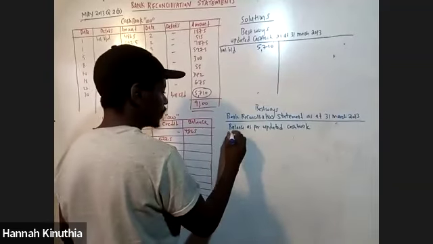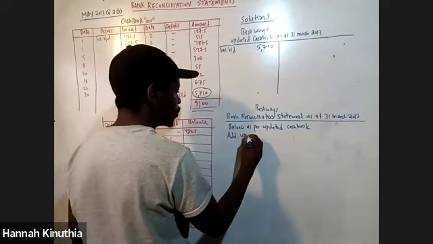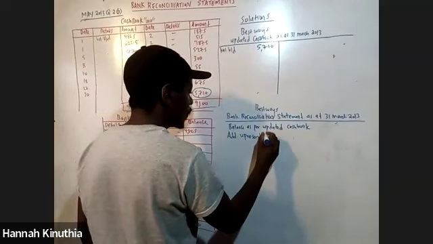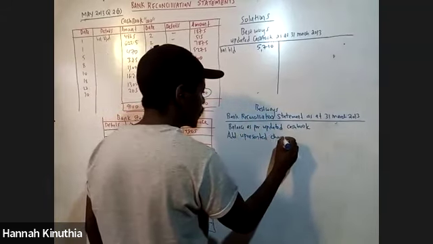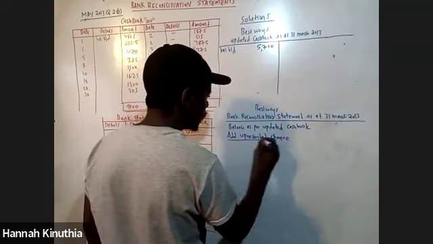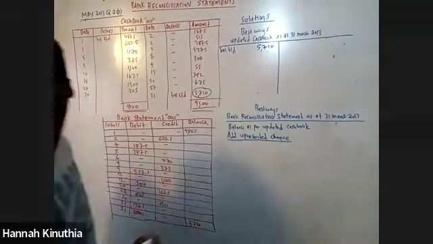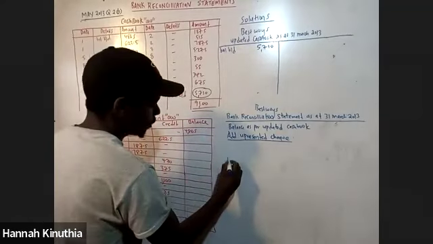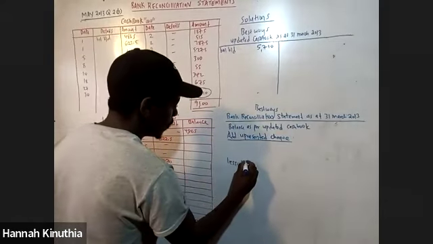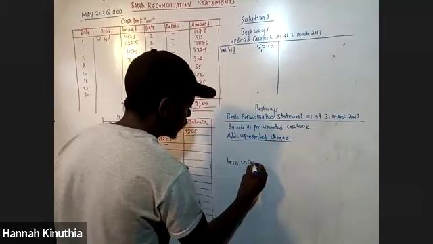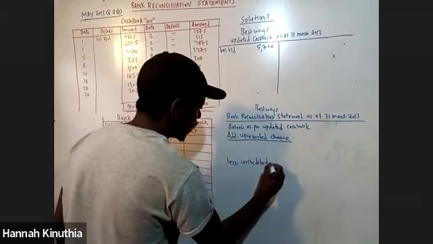Then we add unpresented cheques. Then you are supposed to less uncredited cheques.